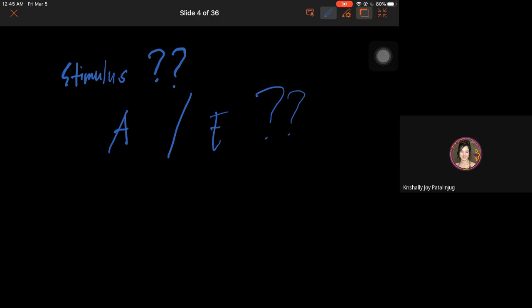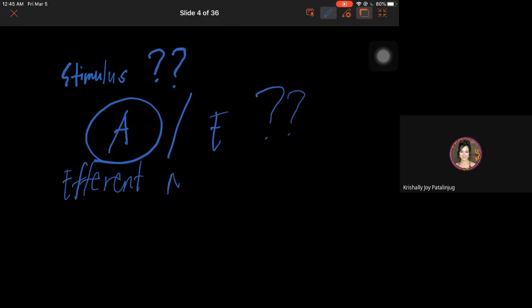Stimulus, impulses. Okay. So yung sagot is afferent neuron. Now what about efferent? What about efferent neurons? Ano yung related dito? It starts with letter R.